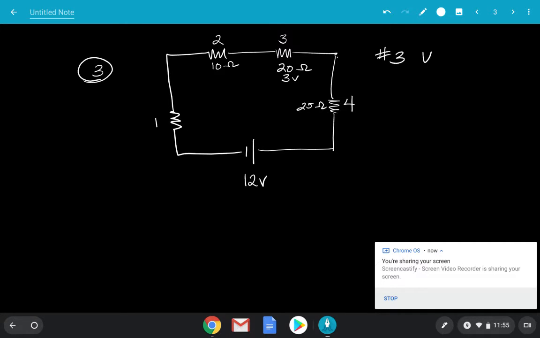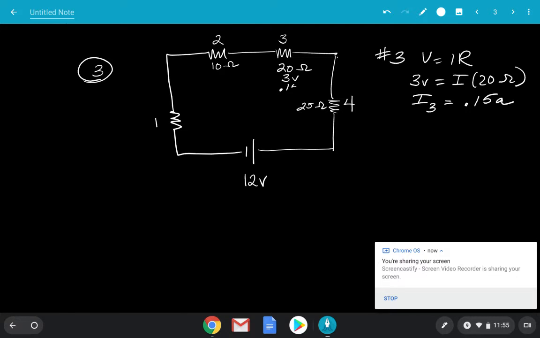So I'm going to use V equals IR. Let's think about what I know. I know that 3 volts is what I have. I don't know the current, but I do know the resistance of 20 ohms. So I'm going to take that 3 and divide it by 20, and I'm going to figure out that the current for number 3 is 0.15 amps.